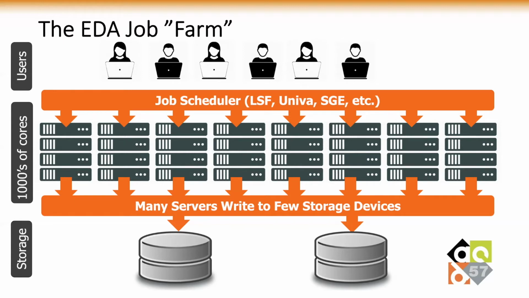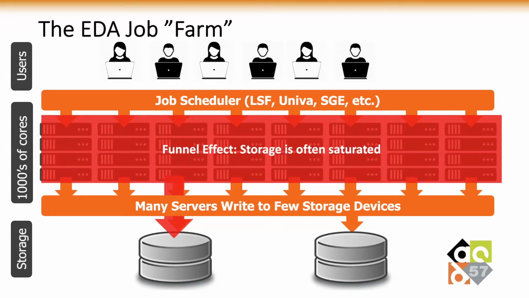It's often the case that you are reading and writing from a single project, or a particular design is very hot, and so you're doing a lot of simulation on that one project, and that project resides on a single storage device. So it's very easy to get this funnel-type effect where you have thousands of cores reading and writing to one device, and that storage device tends to get saturated and then gets pretty slow.